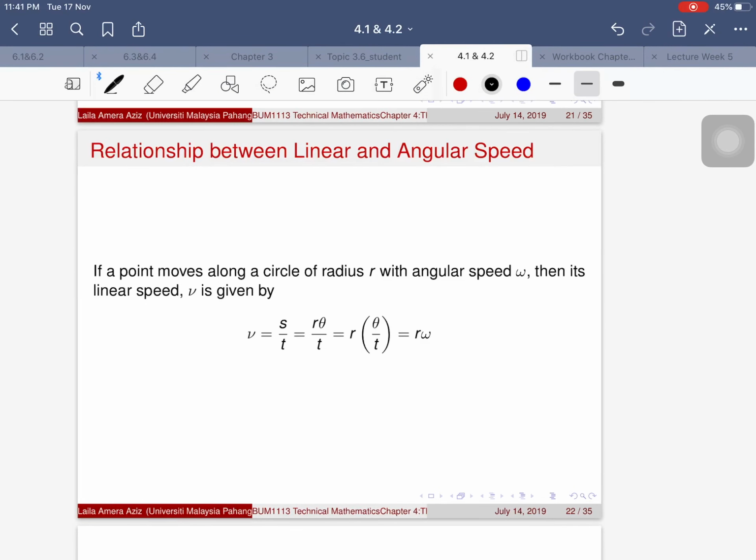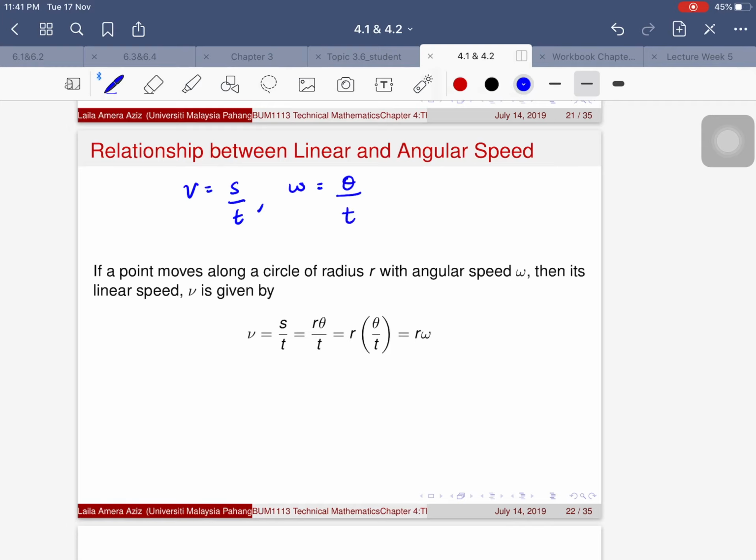Okay, and then we're going to have a look at the relationship between linear and angular speed. Previously we have seen that for the case of the linear speed, the formula is going to equal s over t. And for angular speed, the formula is given by, sorry, angular velocity is represented by omega. So omega is going to equal theta over t.